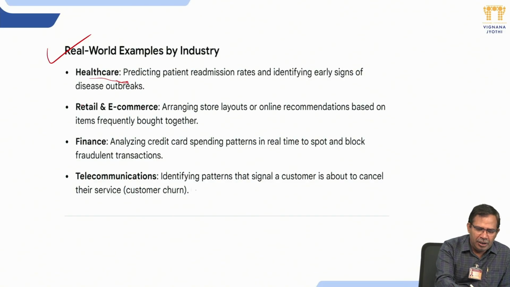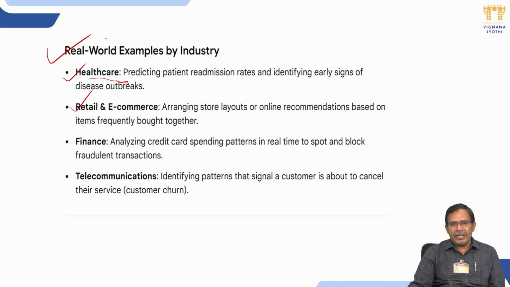Then we will look at the retail and e-commerce domain, where store layouts or online recommendations are arranged based on items frequently bought together. Based on customer habits, the online selling platform will be ready with the items in which the customer is interested, so that the revenue will increase and the scalability of the business will also increase.